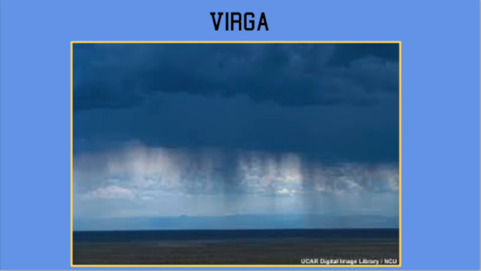Sometimes rain doesn't reach the ground. This is called virga. As rain falls, the water evaporates. In dry areas, like deserts, this evaporation is faster than the speed at which the rain is falling. When this happens, the rain does not hit the ground.